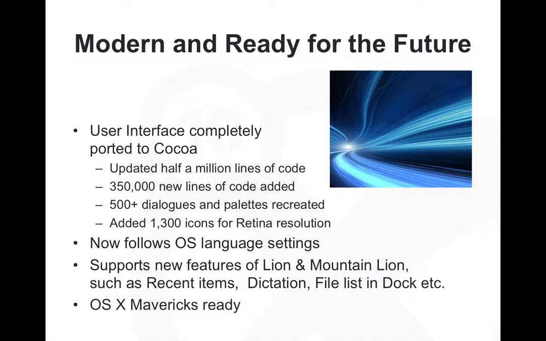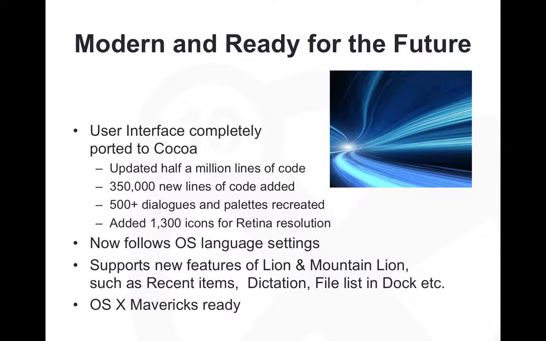And if you look at something like QuarkXPress with millions of lines of code, that's a big job in order to make that move. And actually, I went ahead and asked our developers to give me an idea of what was involved in moving to Cocoa. So they've actually updated 500,000 lines of code and added in another 350,000 new lines of code. Every single dialogue and palette has had to be recreated from new. That's more than 500 dialogues and palettes in multiple languages. And we've also had to go ahead and add in all of our Retina resolution icons as well.